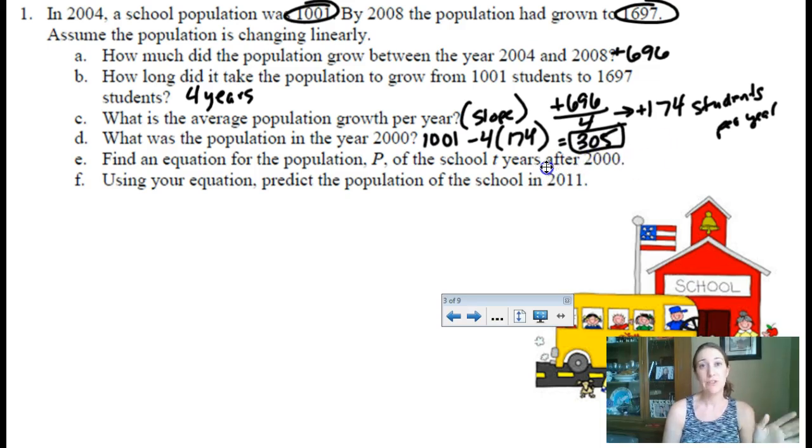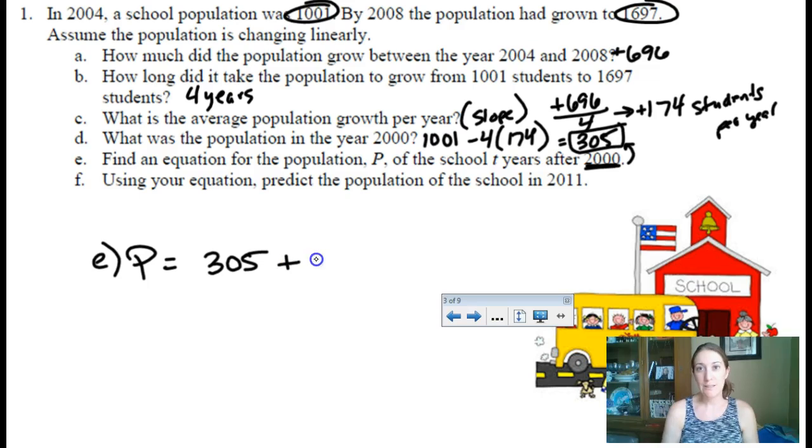And we're going to say it's years after 2000, which means our model has to start at 2000. So remember, your model is starting in 2000. And we just calculated that there were 305 students, right? So my answer for part E here is that the population can be found by starting with 305 students. And then remember, now we're going forward again. So we're going to increase 174 students every year. So we're going to throw a variable after it, and they said to use t for years. So that's our model right there. And then the last question says, use that equation and predict the population in 2011.